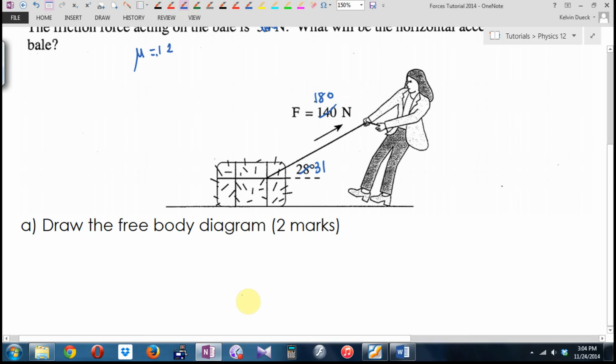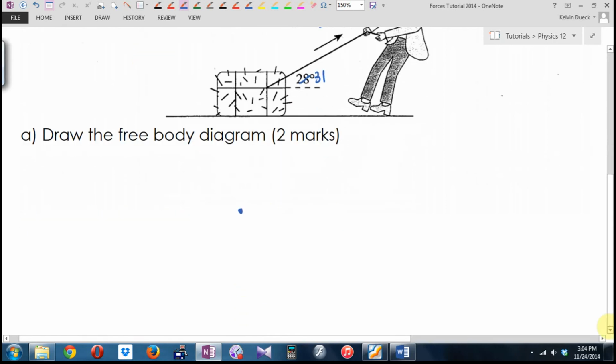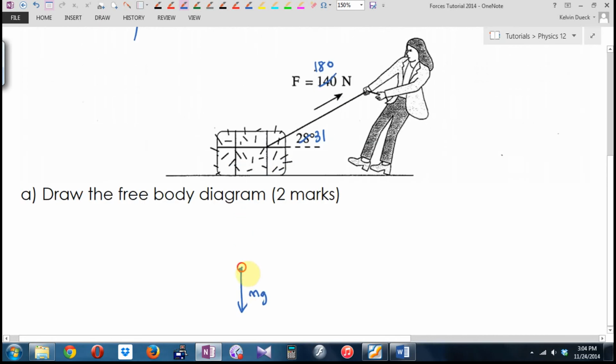So, what are the forces acting on this hay bale? Get the obvious one, for the love of God, please. Gravity. This is participation, my children. What else? Well, there's an applied force. What else? Normal force. Why would I mark this wrong? And I would.